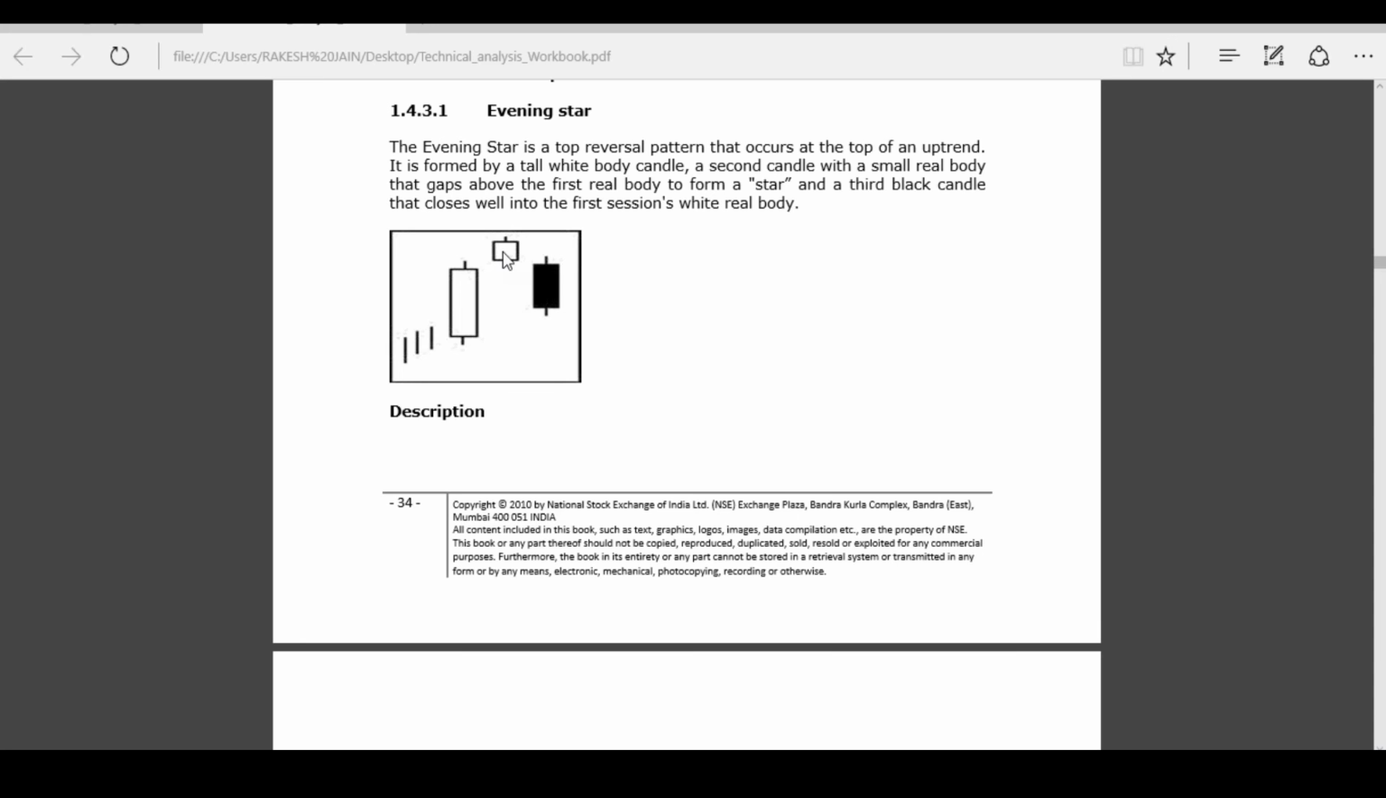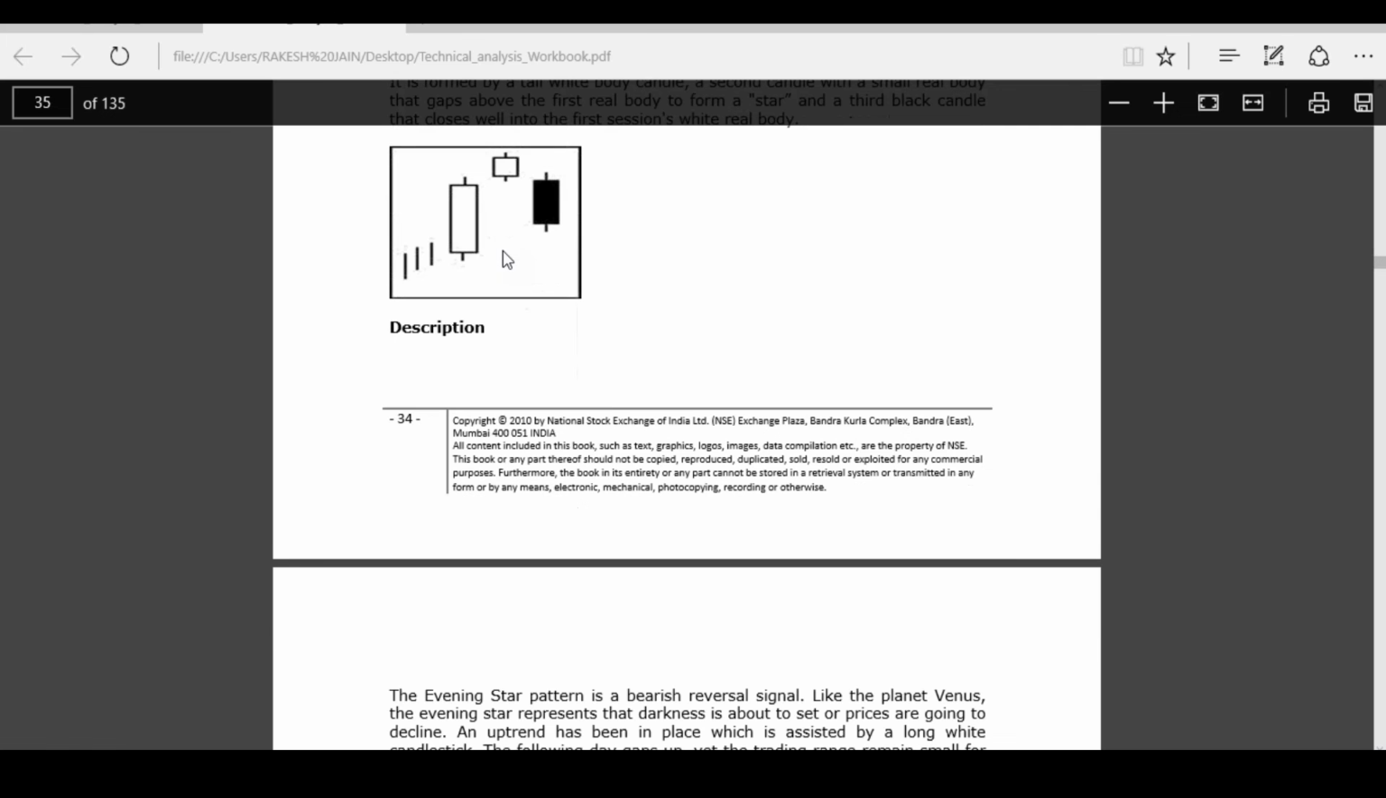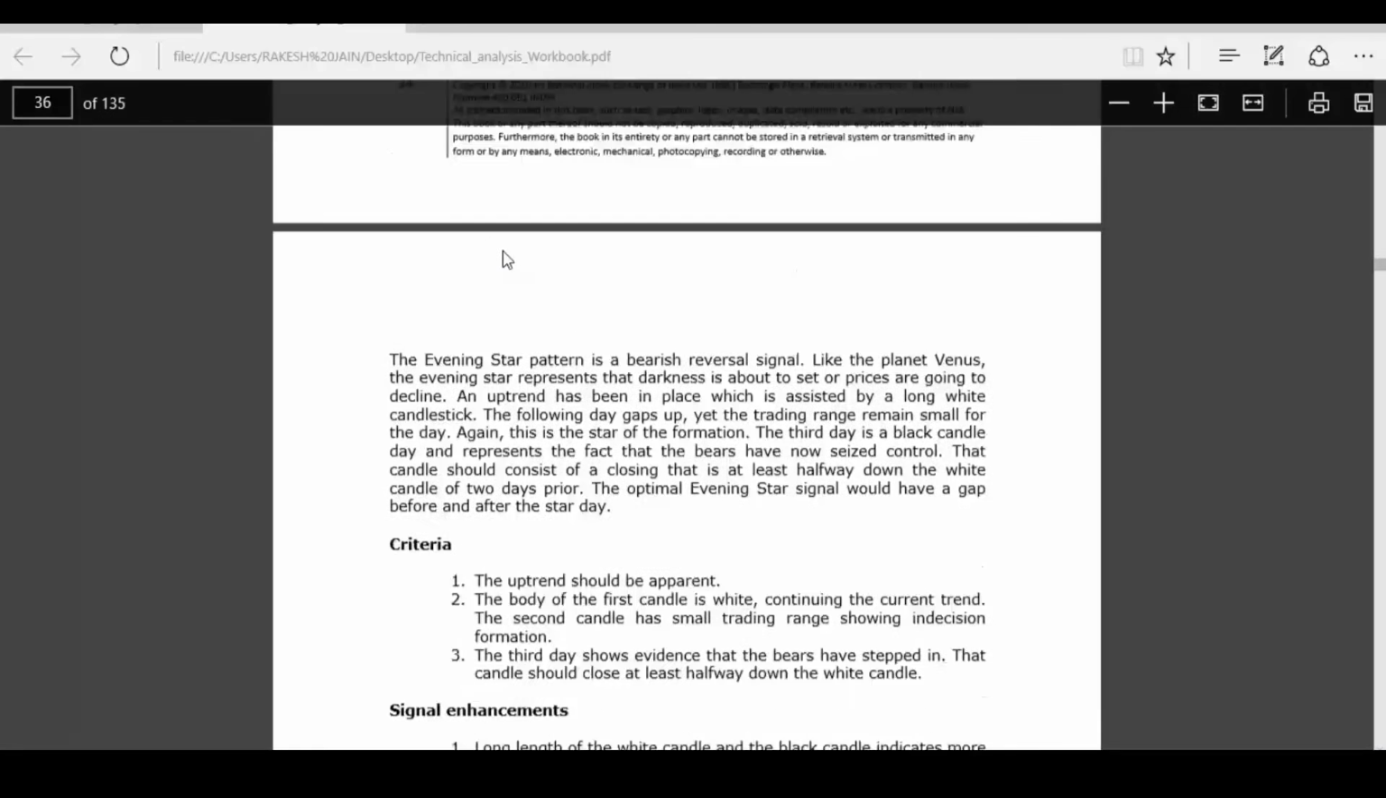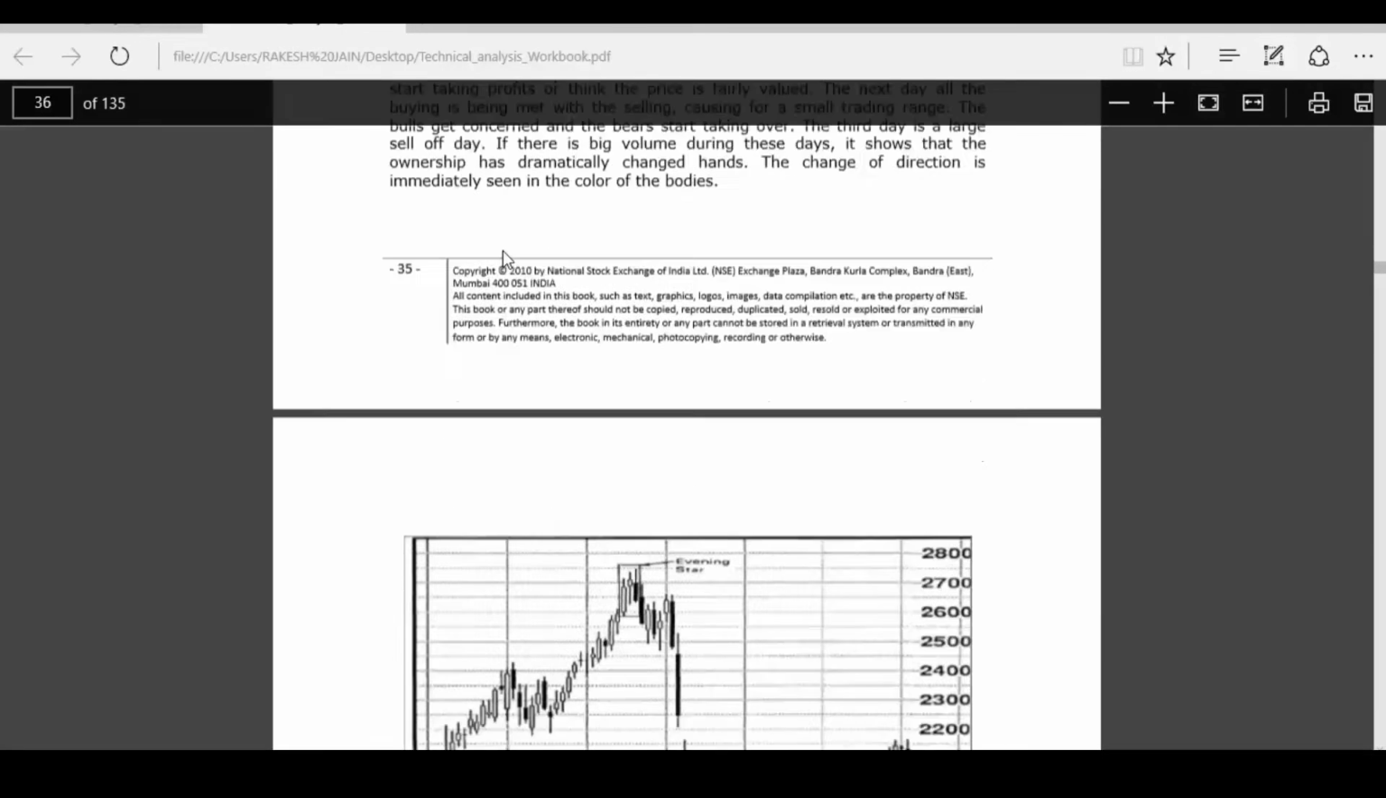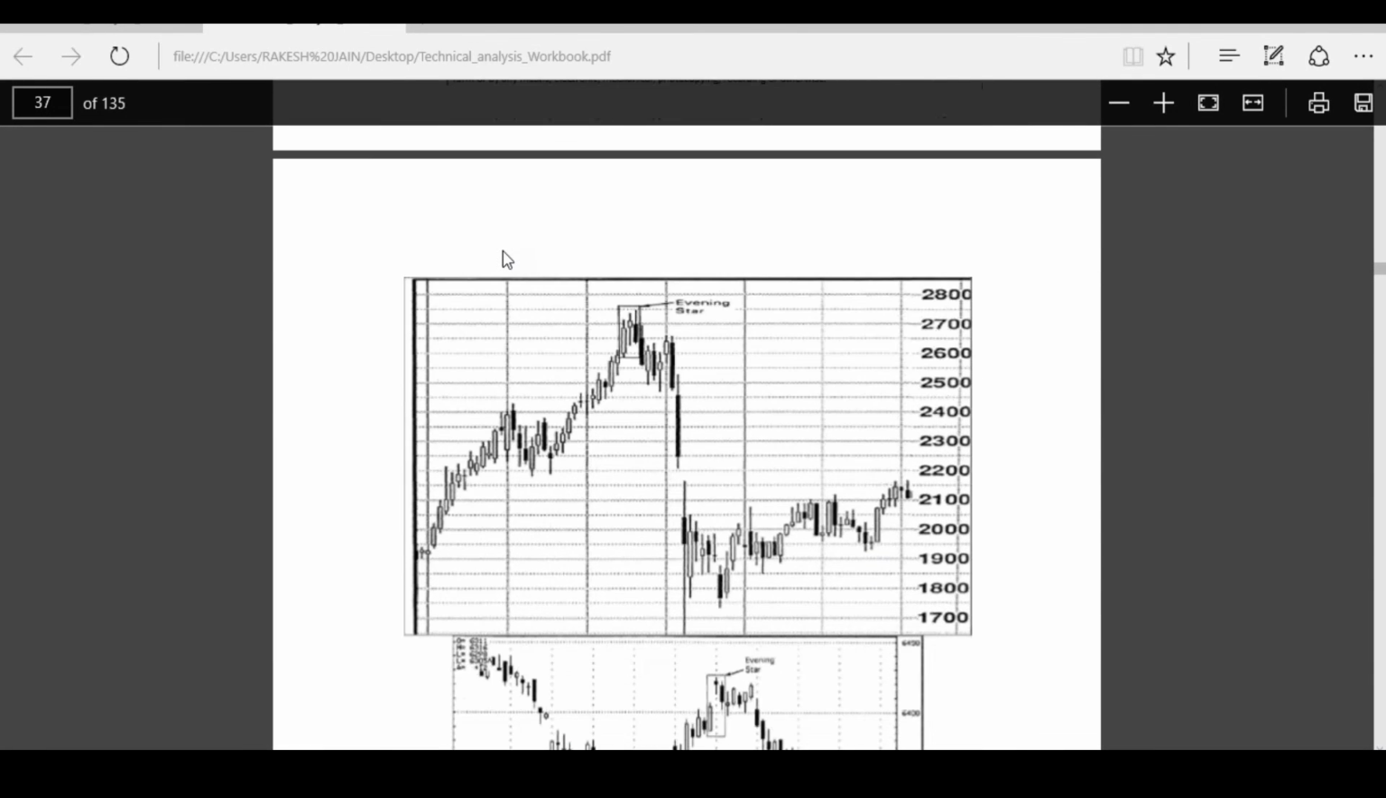Okay? So now how do you take a trade in the evening star? You sell below the low of day 3. So this is the day 3 black body. The stock should start falling below the low of day 3 within 2 to 3 days. That is the maximum. If it doesn't happen within 2 to 3 days, chances are this will be a false pattern. But if it's a true pattern, the low will be broken within 1 or 2 to 3 days. Once the low is broken, keeping the star high as stop loss, you can short.